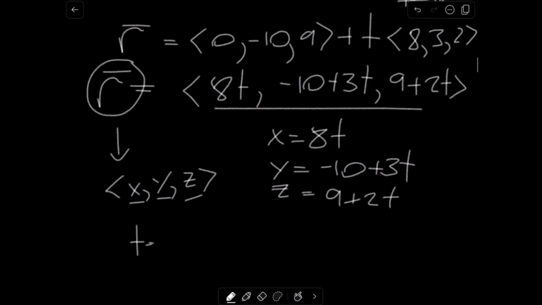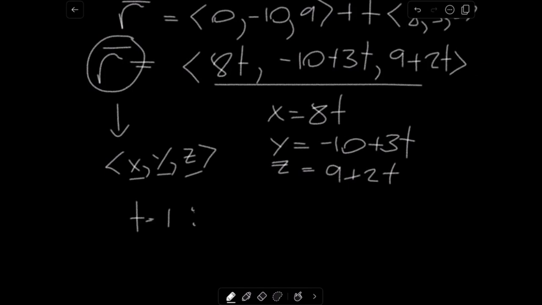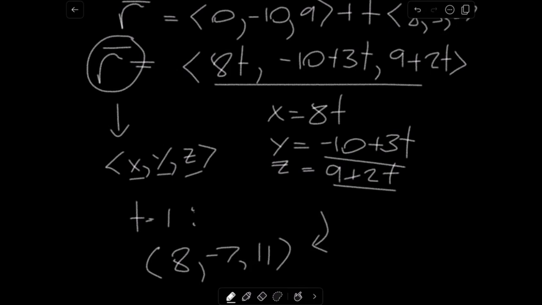To get another point on the line, let's choose again t equal to 1. If you chose t equal to 50, then you're probably crazy. So let's get the point. We get 8 times 1, that's 8, minus 10 plus 3, that's minus 7, and then 9 plus 2 times 1, that's 11. Here's another point on the line.